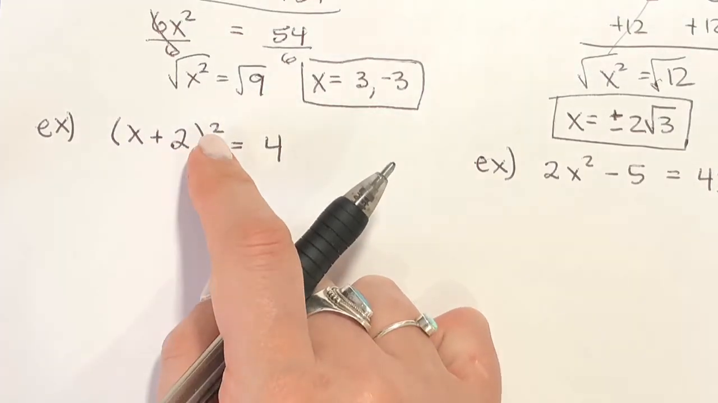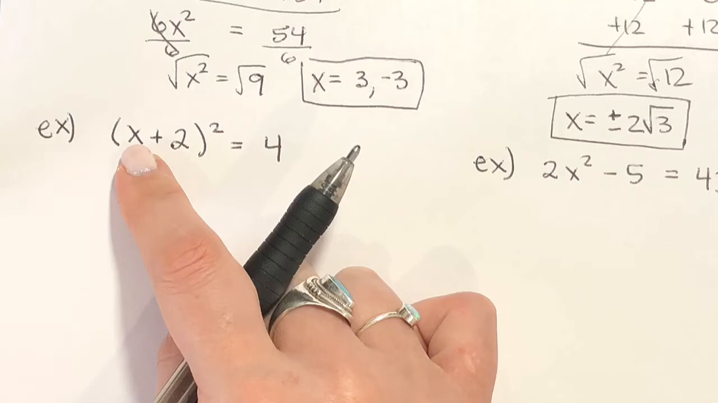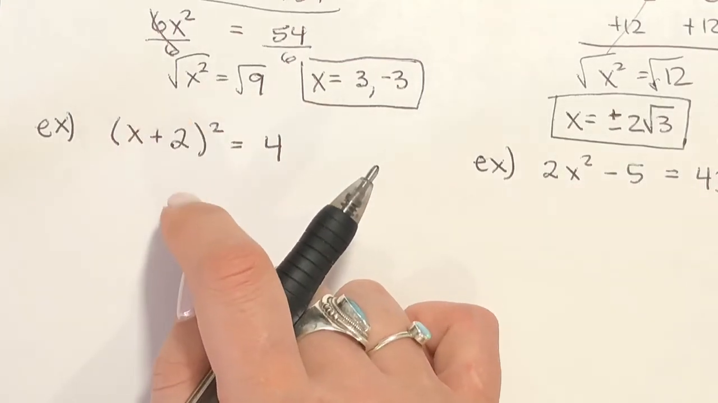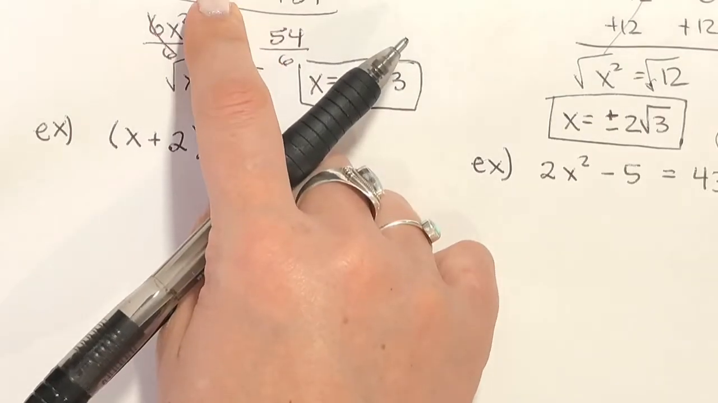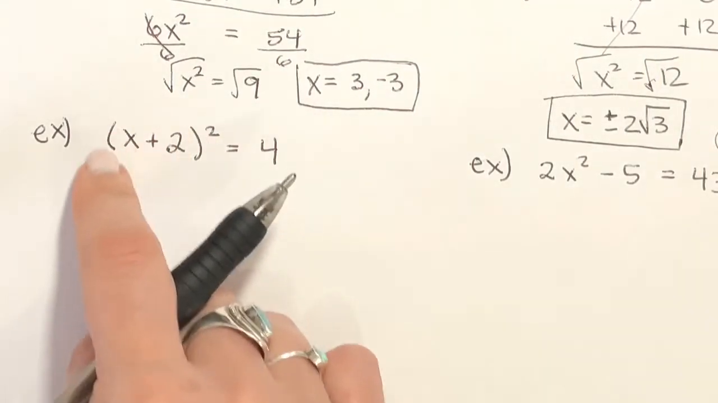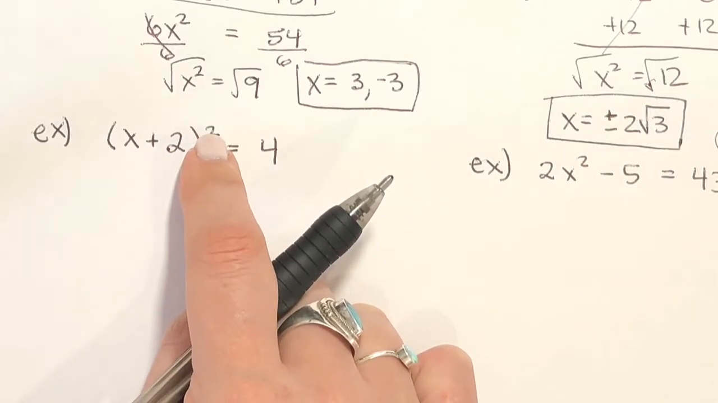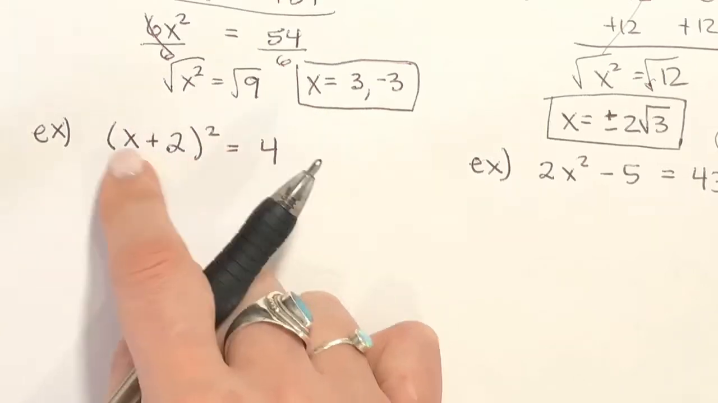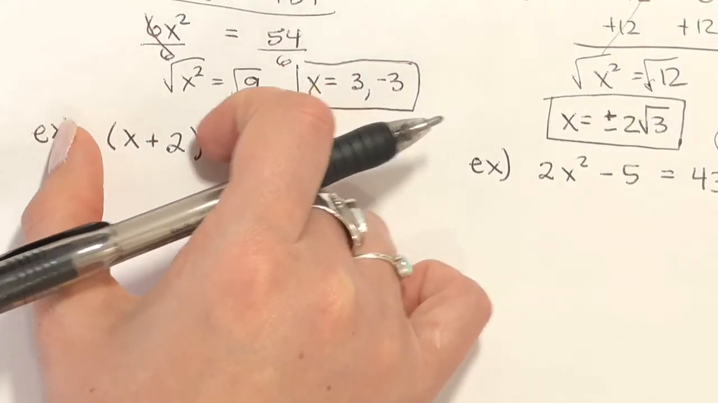notice that the square is on the outside of these parentheses. It's not on the x. So that does change our order of operations a little bit. Normally we would get rid of this plus 2, like how we did the minus 54 and the minus 12. But because it's inside the parentheses being squared, we actually need to get rid of the square first. So notice whenever things are stuck inside those parentheses, you kind of need to work from the outside in.